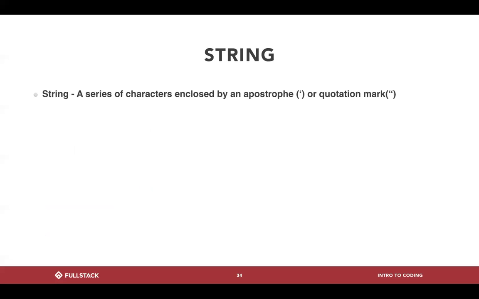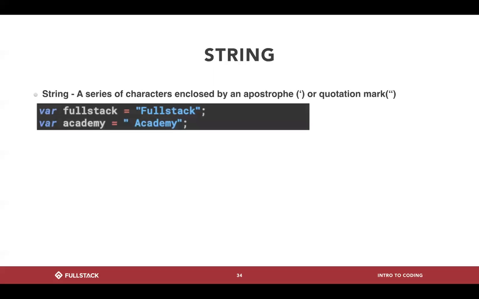Strings, a series of characters enclosed by an apostrophe or a quotation mark. So they're like words, but they can be more than that. They can include symbols and spaces. They're really just a series of characters, which include letters, symbols, really anything, and then they're in between a quotation mark or an apostrophe. So we have here a string, full stack, right? It's a bunch of letters in between two quotation marks, and it's stored in the variable full stack.